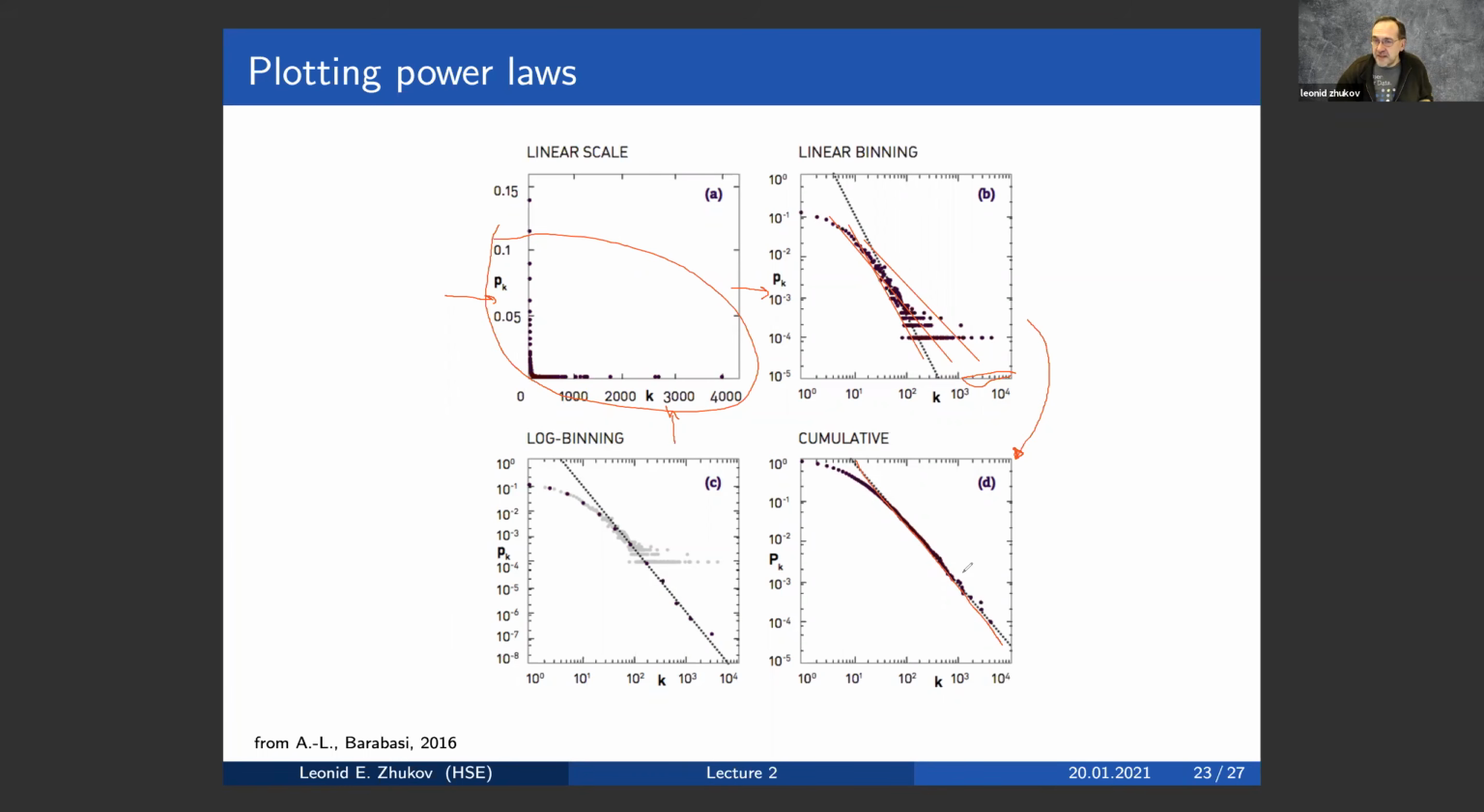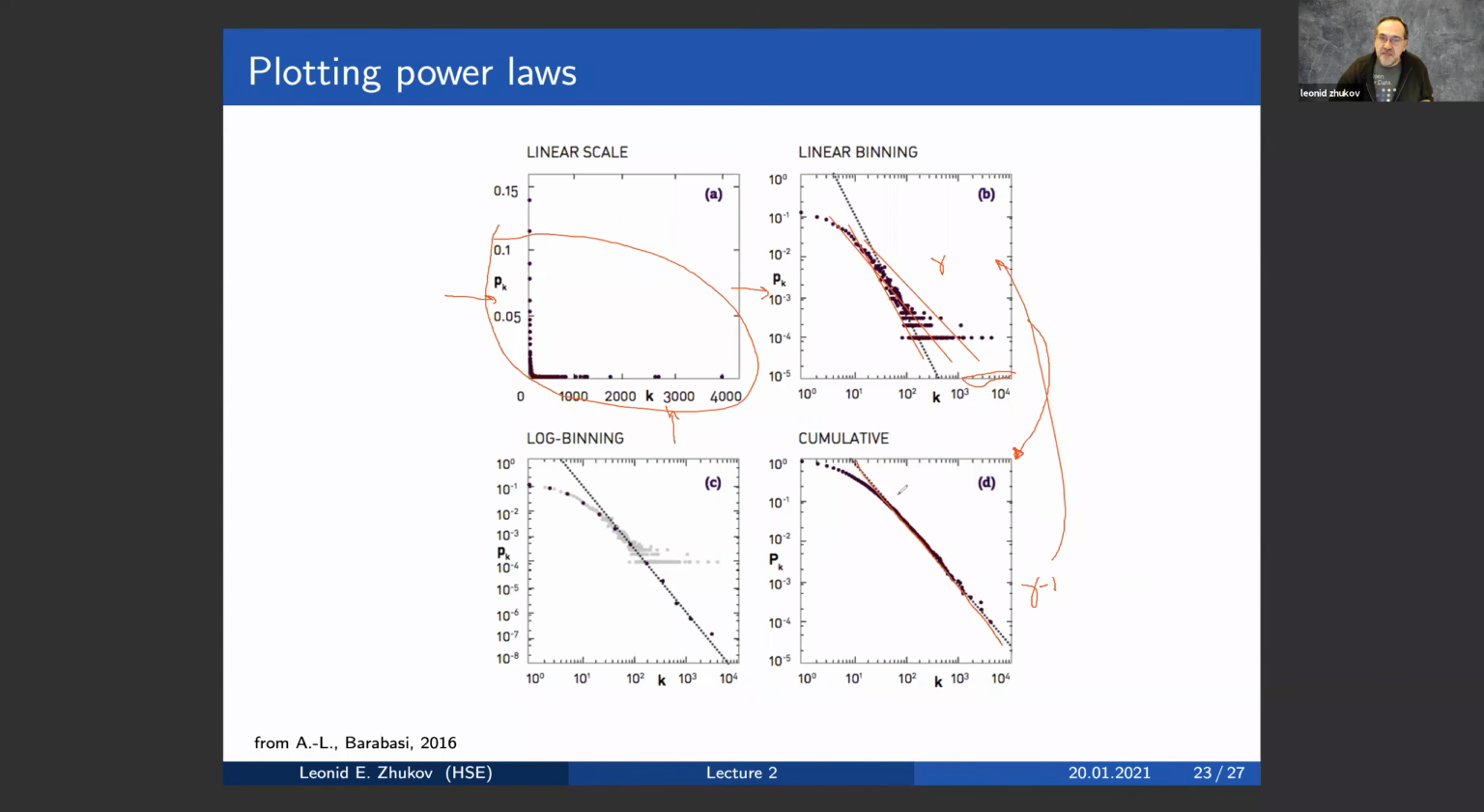Now, when you get this line, the slope of this line will be gamma minus 1. The slope of the original distribution is gamma. So when you get this, you just correct it by 1, and that's your slope. Okay, so that's one way of doing things, quickly and dirty.